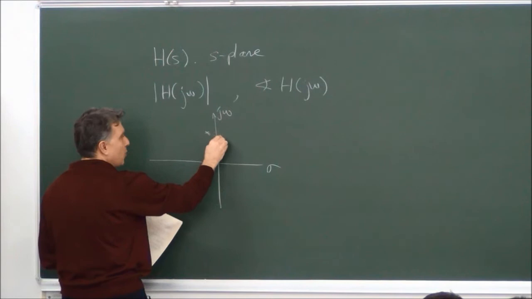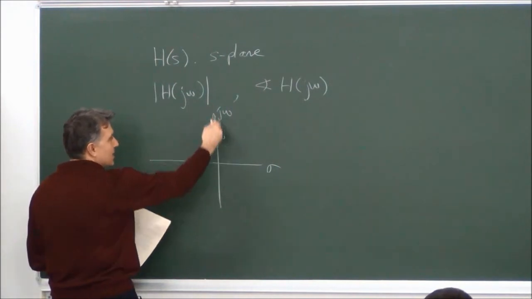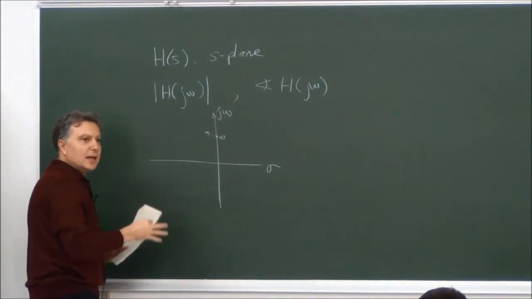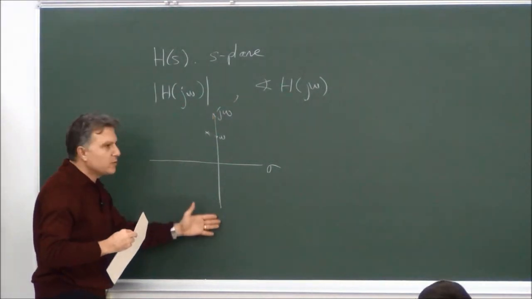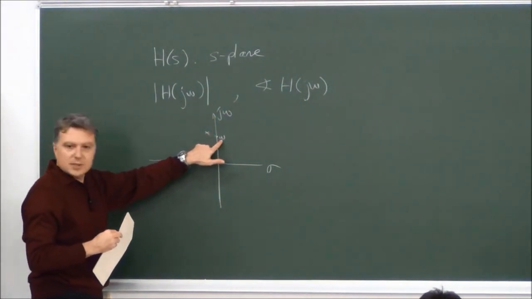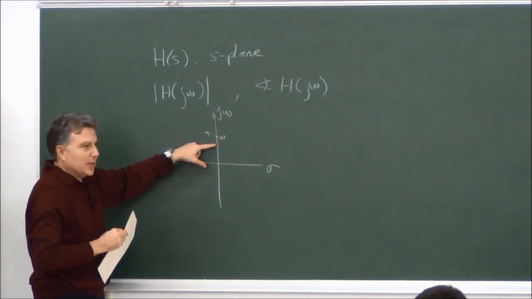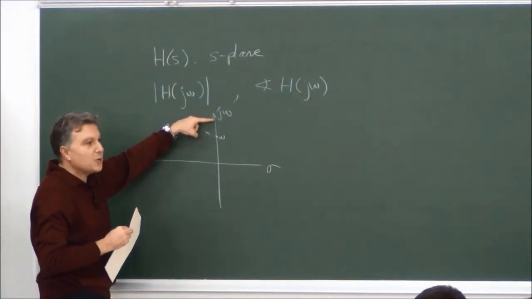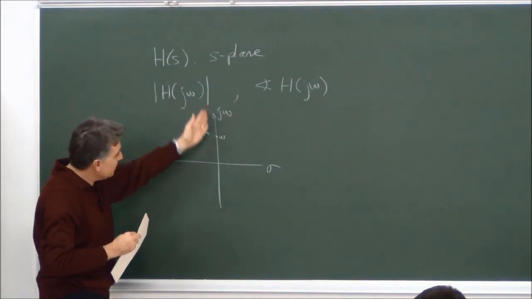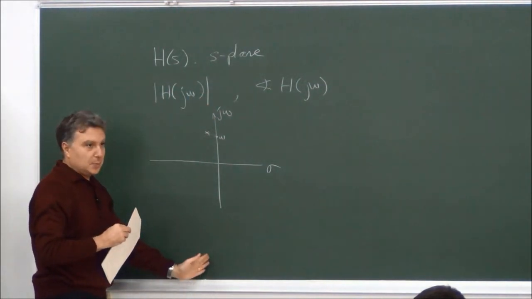For example, for this omega value, because this is the j omega axis, the only thing that changes or moves along this axis is the frequency, omega. So, for example, this corresponds to omega equal to something. This corresponds to another omega, which is a higher frequency. So this is the frequency axis on the s-plane.